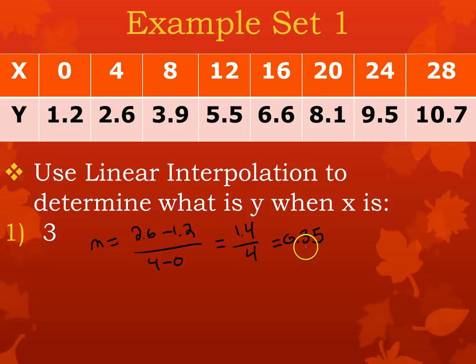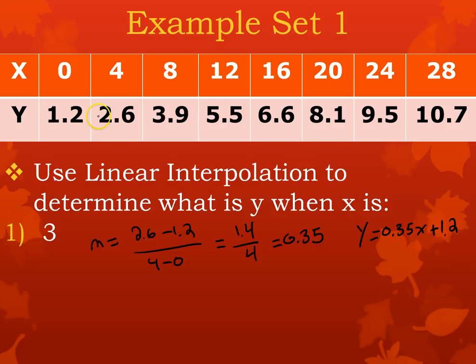And we're going to use our 0.35 with one of the coordinate points to write the equation of this line. Now, I'm going to use the (0, 1.2) coordinate point since this represents my b value for this particular line. So the line I'm going to use is y equals 0.35x plus 1.2.